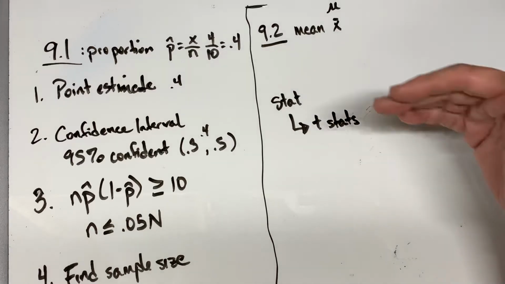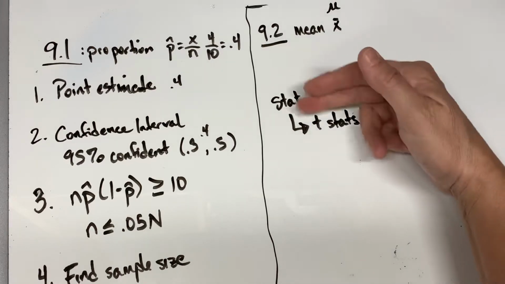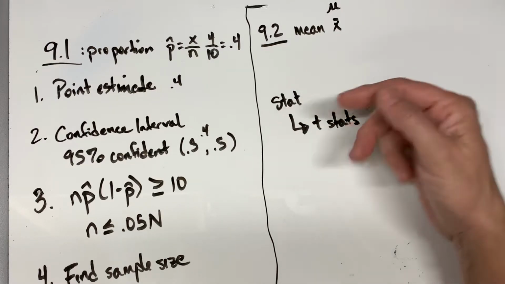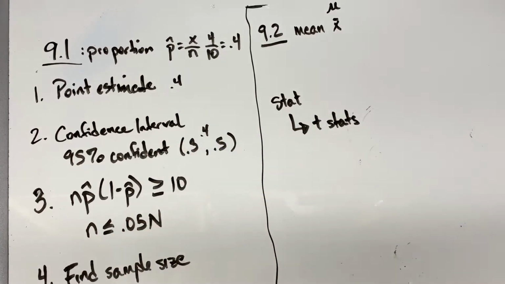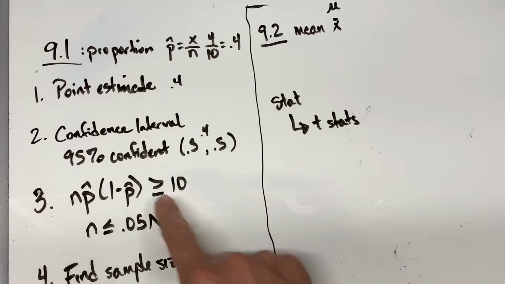So will you be building a confidence interval? Yes, you will. You'll do it through StatCrunch with t-stats, just like you did over here, stat, and then proportion stats, okay? What else will you be doing? You will be potentially finding the sample size as well, okay? And then in addition to that, you'll also be having to do this qualifier.